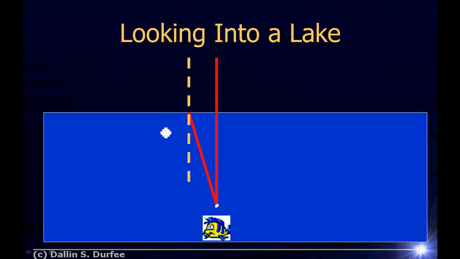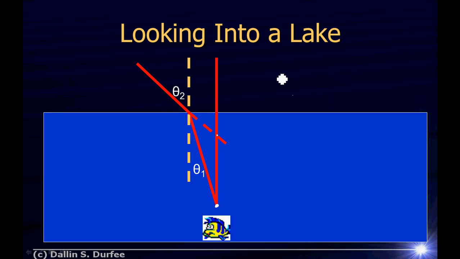And I'm going from something of a high index to a low index, so we're going to bend away from the normal. So it looks like, if I put my eye up here, these rays are actually coming from a point down here. So it looks like the fish is actually right there. It will actually appear to be closer to the surface. The image will be closer to the surface than the actual fish, than the object.